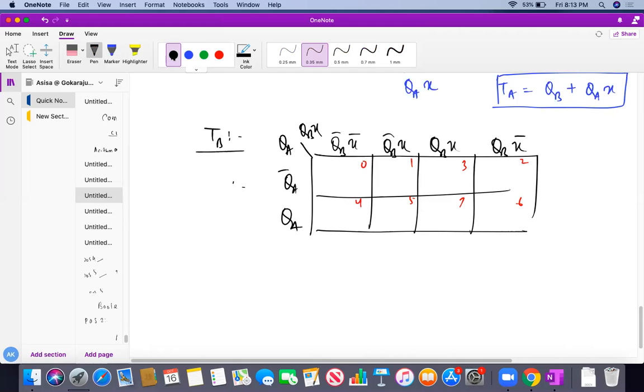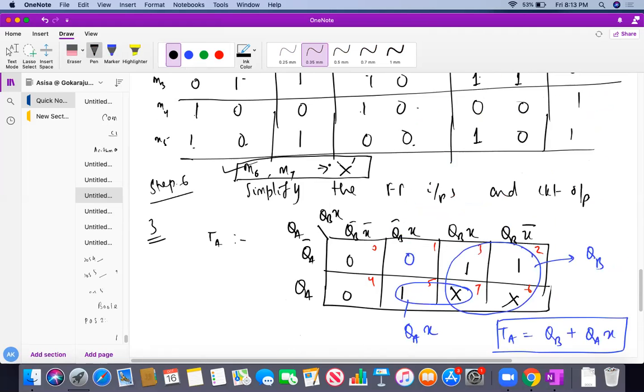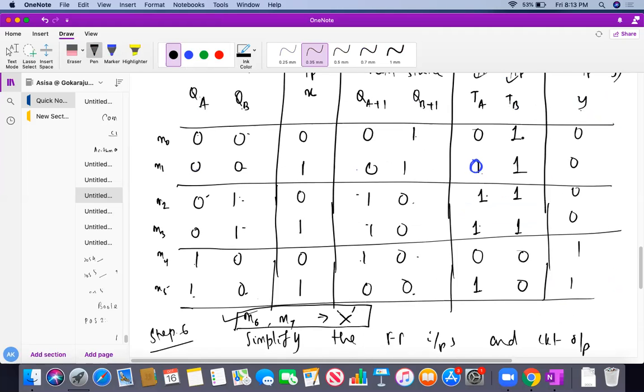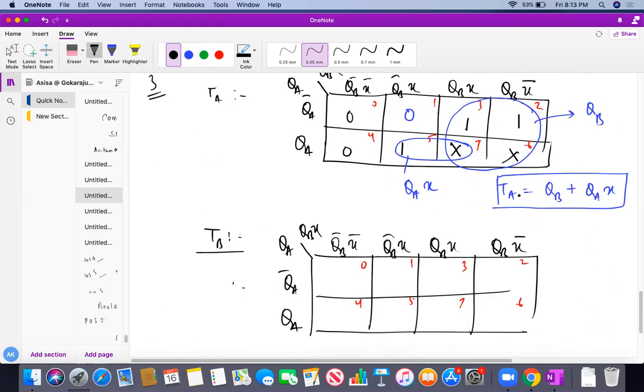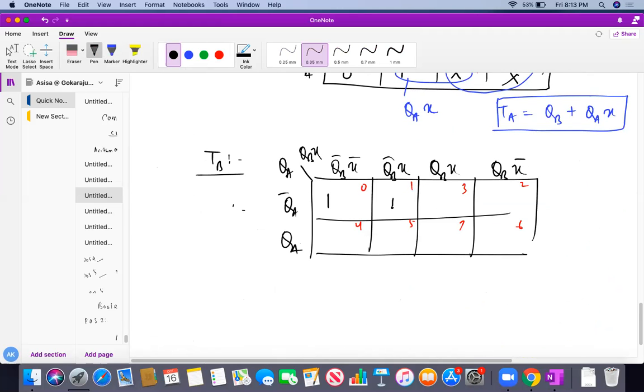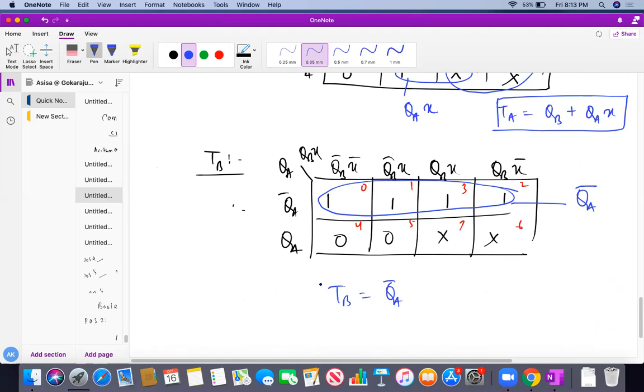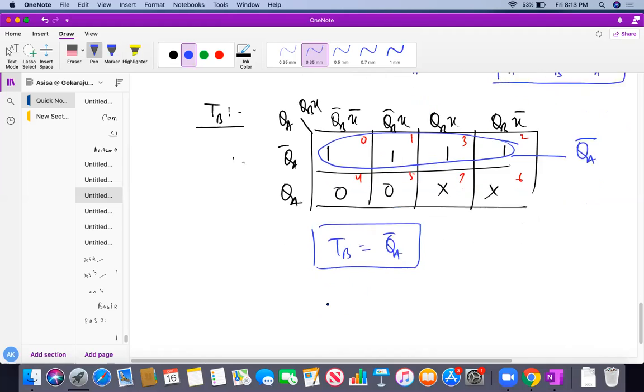Now tell me what are the TB positions? TB is M0, M1, M2, M3, and these two are don't cares and these are zeros. How do we combine these, students? Very simple. We just combine this quad. Anything else? No. What is common here? QA bar. So we got TB as QA bar. Any doubt on this?